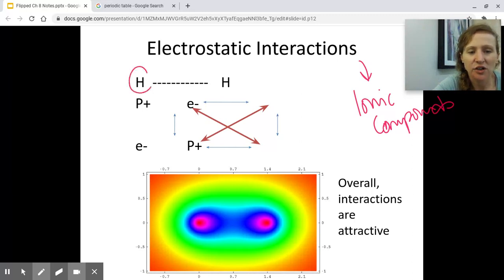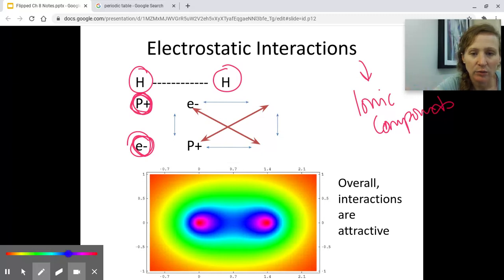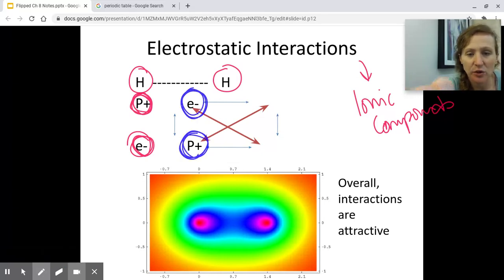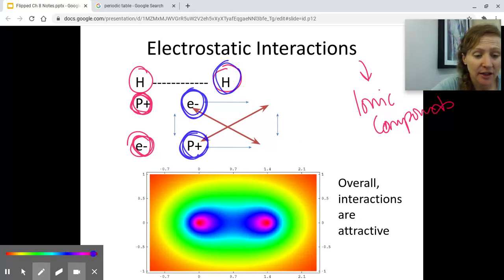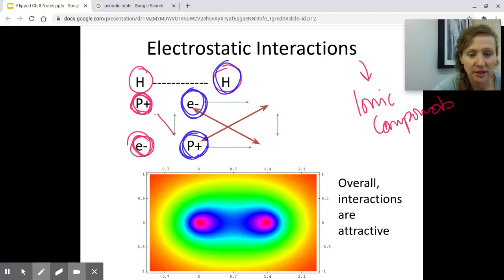If we have a hydrogen-hydrogen bond that's occurring, we have protons and electrons from hydrogen 1, and protons and electrons from hydrogen 2. And we have a lot of interactions going on. For example, the protons are going to repel each other. They don't want to be by each other. Same thing with the electrons. The electrons are also going to repel each other. When they get brought too close, they're going to push against each other.